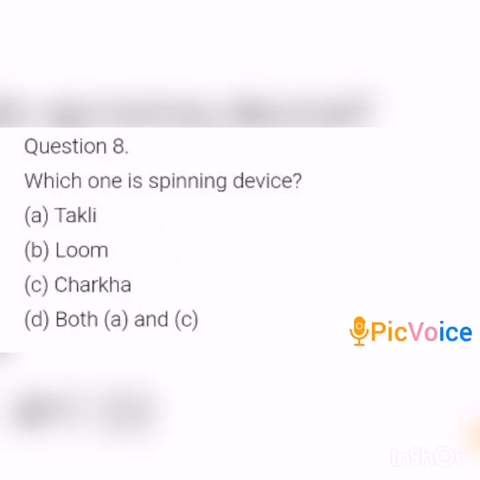Then eighth one. Which one is the spinning device? A. Tuckly, B. Loom, C. Charka, and D. Both A and C. Which one is the correct answer? Find out.